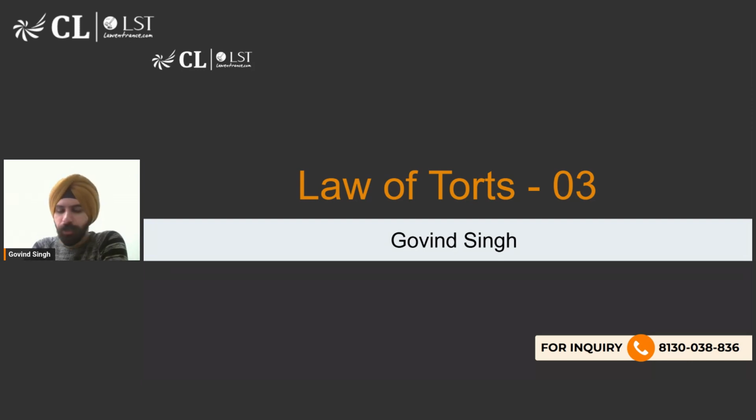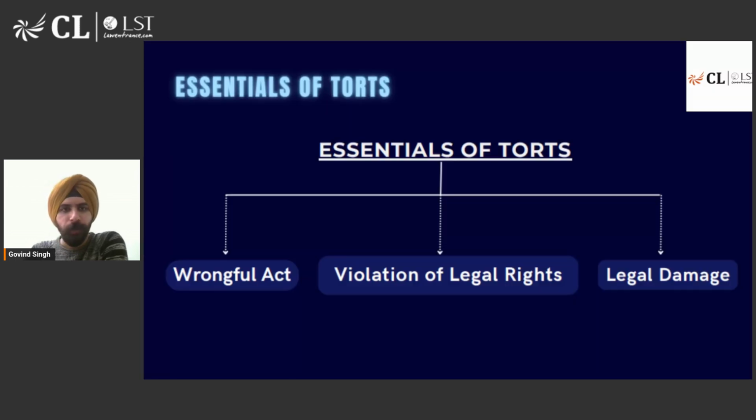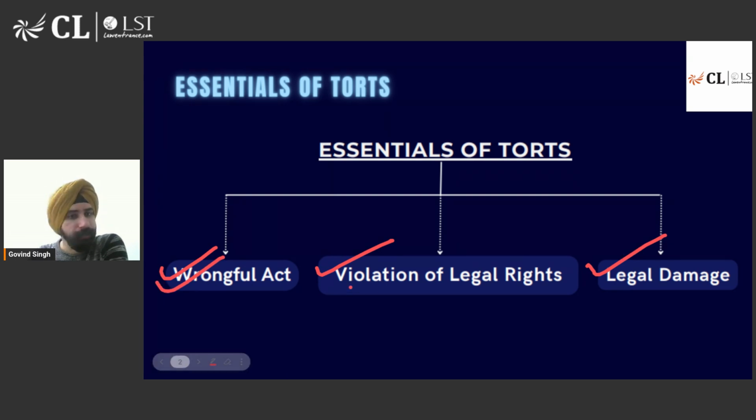So let's begin with a very quick overview and revision of the previous two classes, and then let's get right into our agenda for the day. All right, so when you talk about torts, there are three essentials. There has to be a wrongful act, there has to be a violation of a legal right, and there has to be legal damage arising out of the act. When these three criteria are satisfied, a person is said to have committed a tort.